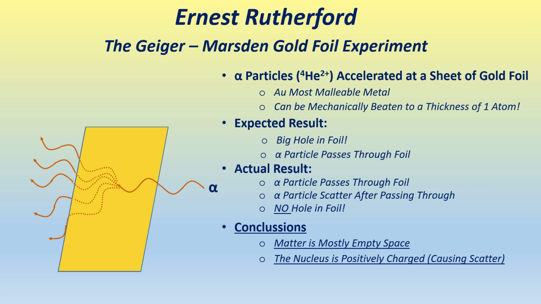Additionally, since the particles scattered instead of passing straight through, it gave an indication that whatever mass was present in the gold had to have a positive charge, because it was able to repel and change the trajectory of the positively charged helium nucleus. This was, needless to say, quite surprising, and the first clue as to what the atom actually looked like.